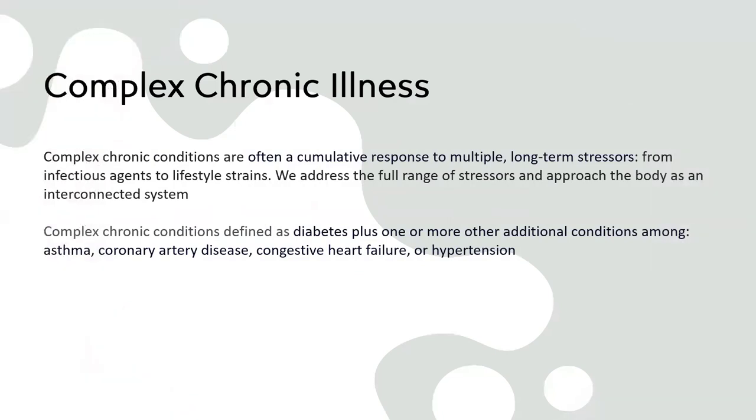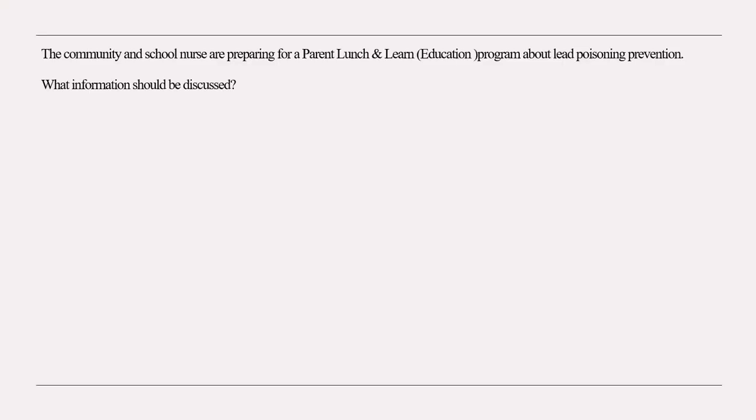Complex chronic conditions are often a cumulative response to multiple long-term stressors, from infectious agents to lifestyle strains. We address the full range of those stressors and approach the body as an interconnected system. Complex chronic conditions are defined as diabetes plus there are many more, such as coronary artery disease and congestive heart failure. Those are some examples.